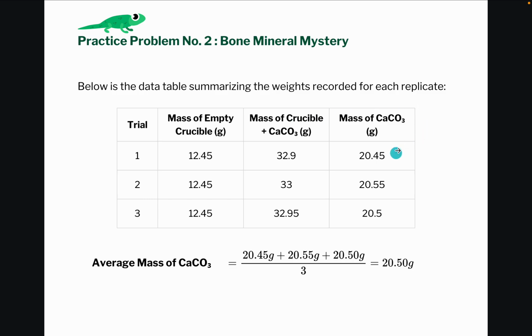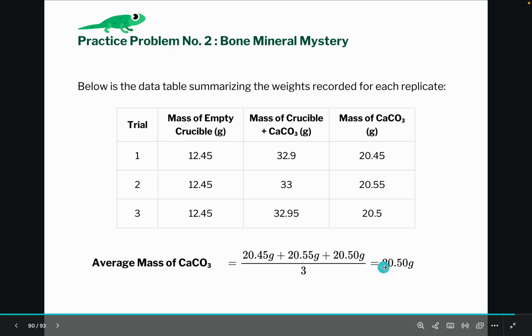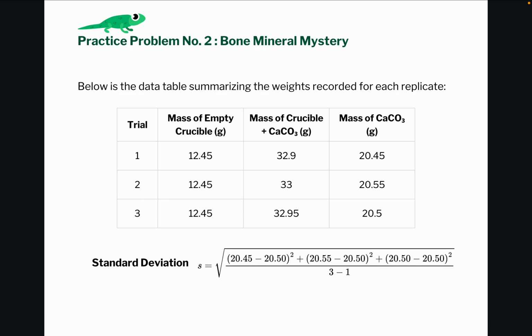So if you use the same sample and replicate it, you actually can get the average mass of calcium carbonate. So in this case, we got 20.50 grams.